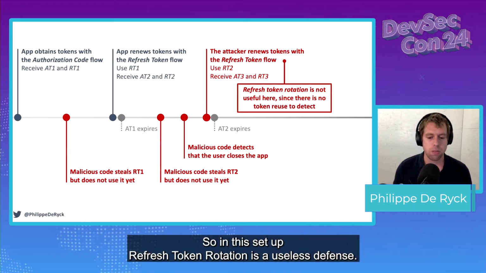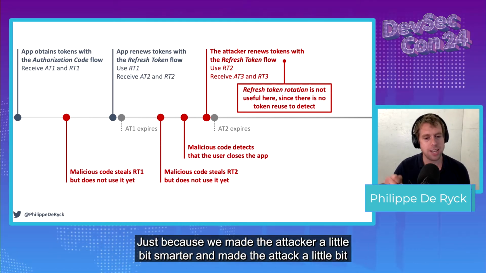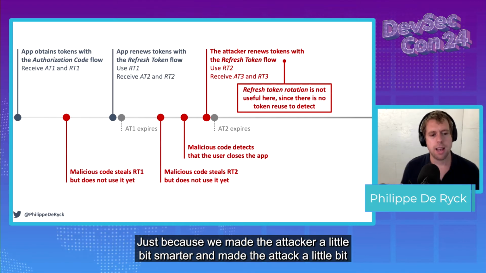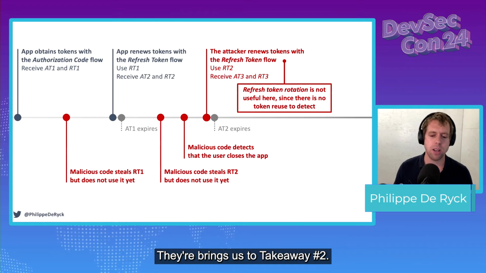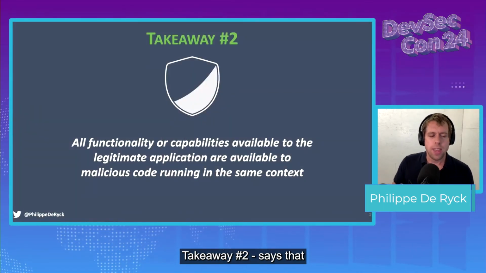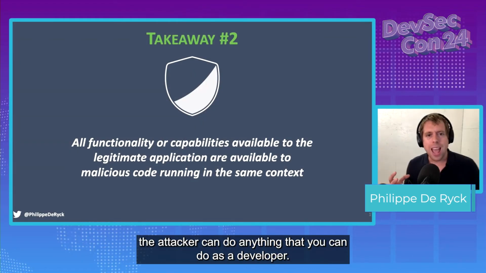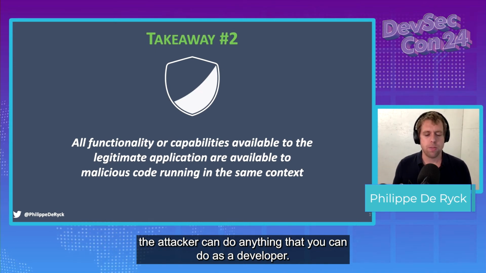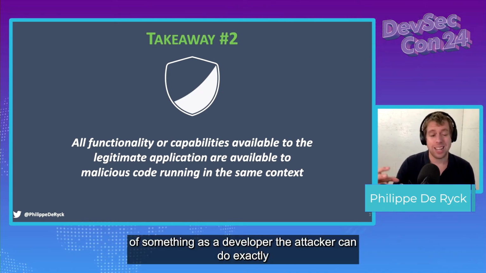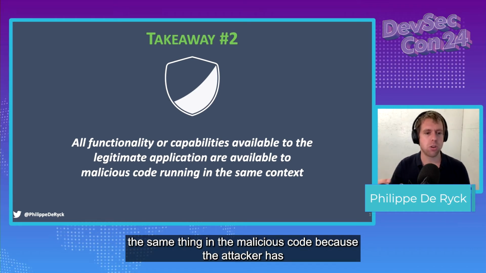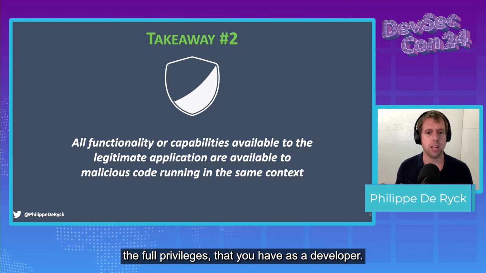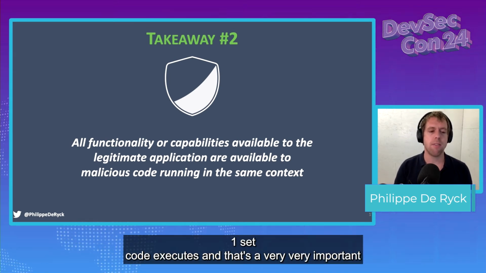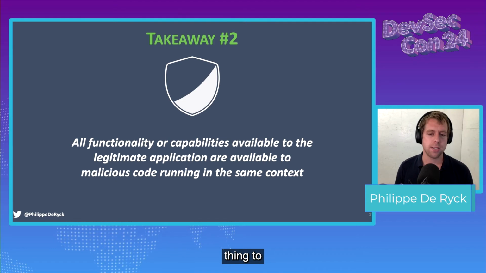So in this setup, refresh token rotation is a useless defense, just because we made the attacker a little bit smarter and made the attack a little bit more sophisticated. That brings us to takeaway number 2. Takeaway number 2 says that the attacker can do anything that you can do as a developer. So if you can think of something as a developer, the attacker can do exactly the same thing in the malicious code because the attacker has the full privileges that you have as a developer once that code executes. And that's a very, very important thing to realize.